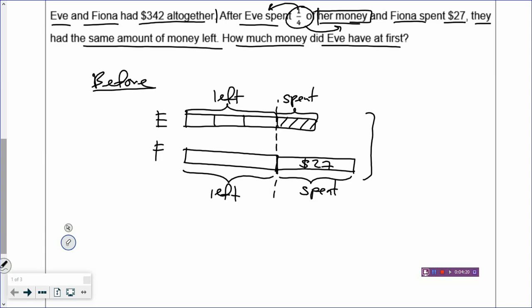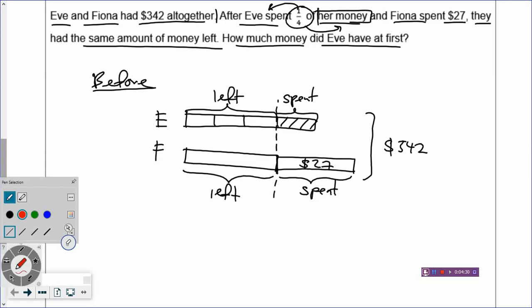So both of them had $342 altogether, and that's where you put at the side. So how much money did Eve have at first? So your question mark is over here. Okay, now we can actually put the question mark below over here like this. Okay, so up to you where you want to put the question mark.